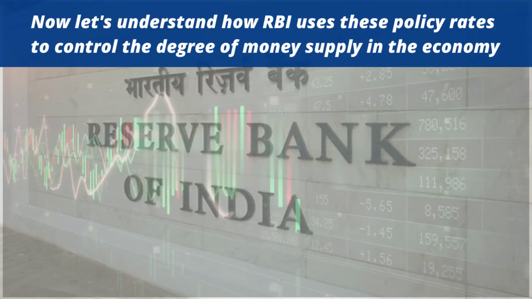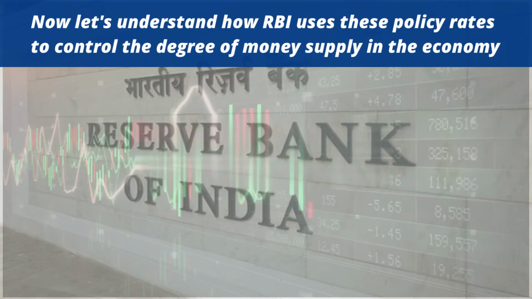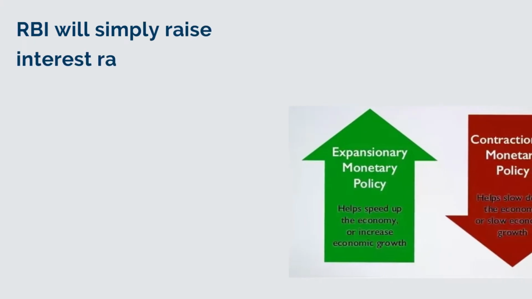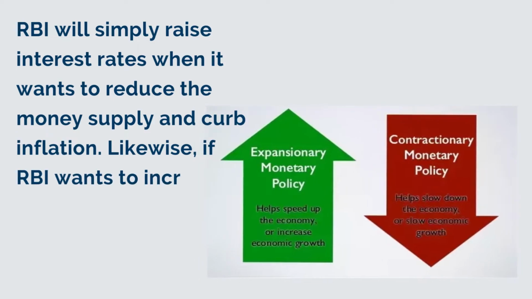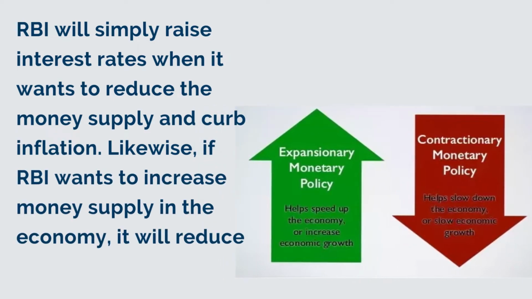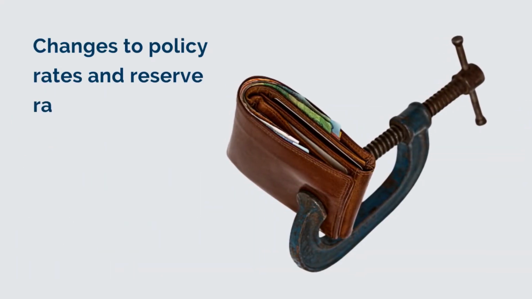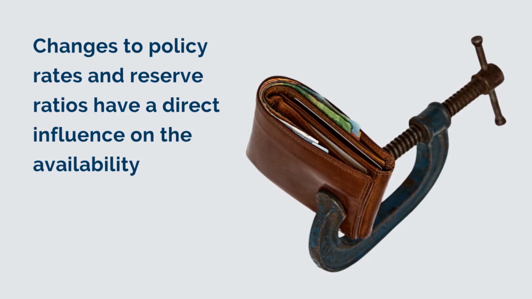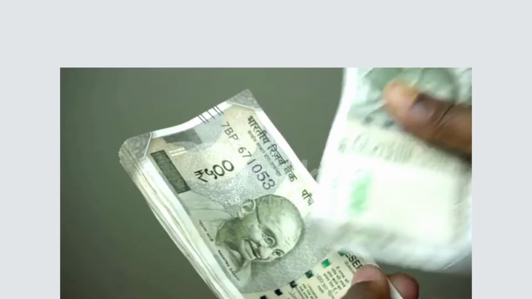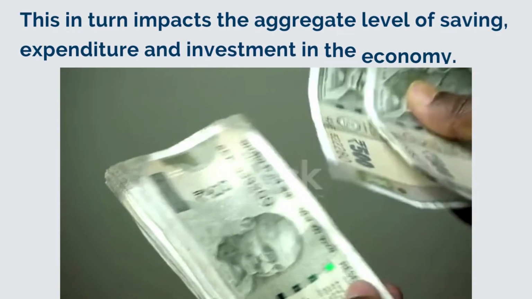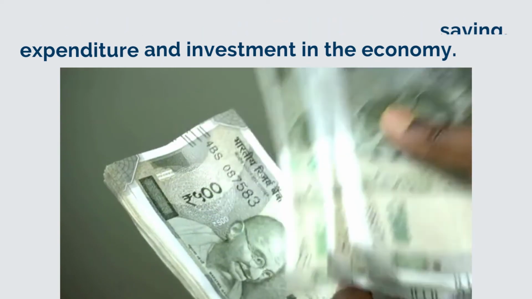Now let's understand how the RBI uses all these policy rates to control the degree of money supply in the economy. RBI will simply raise interest rates when it wants to reduce the money supply and curb inflation. Likewise, if RBI wants to increase money supply in the economy, it will reduce interest rates. Changes to policy rates and reserve ratios have a direct influence on the availability of funds within the banking system for lending and borrowing. This in turn impacts the aggregate level of saving, consumption, expenditure and investment in the economy.